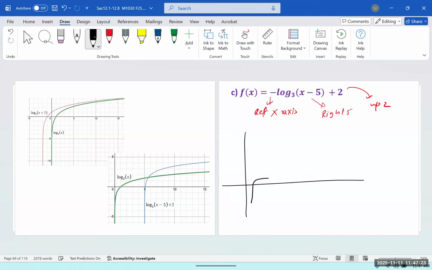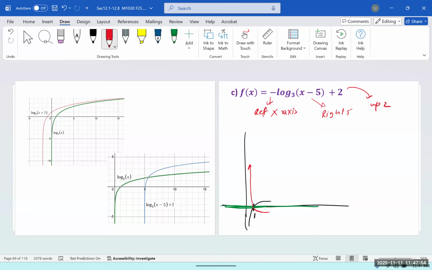The normal graph is here. Oh, since it's up, let me go a little bit down. So this is one. You are reflecting this one about the x-axis. So this is your mirror. If you reflect, the top portion goes to the bottom of the x-axis, and the bottom portion goes above the x-axis. So this is negative log base 3 of x.